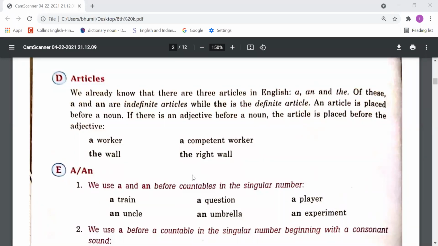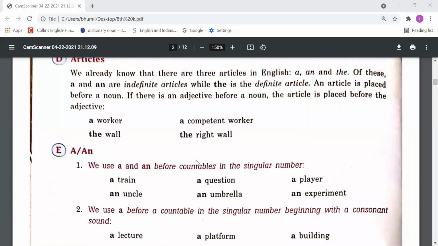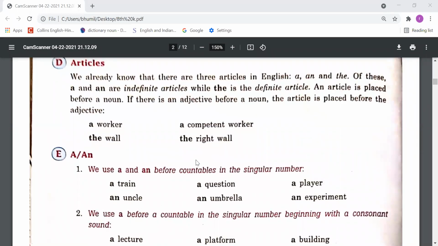The second thing we have understood here: the is the definite article, and a and an are indefinite articles. So dear students, we need to understand first what the definite articles are and what the indefinite articles are. Firstly, remember this point.